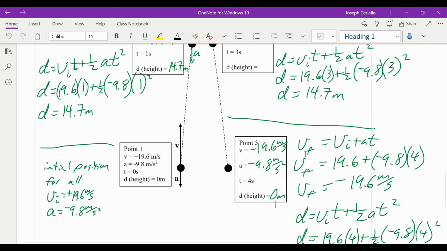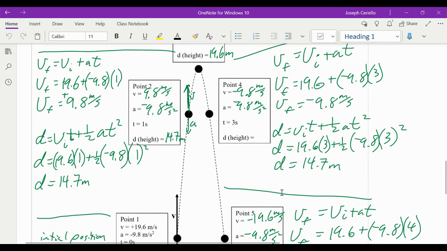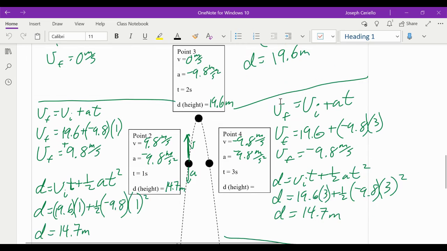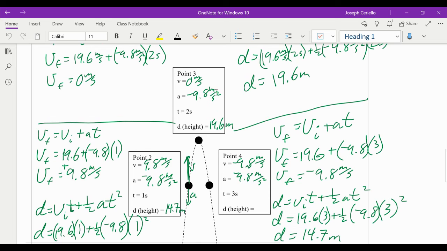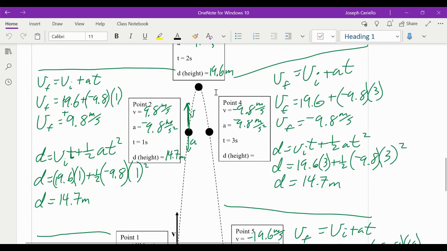Notice the symmetry in this question. Notice points 1 and 5. They have the exact same velocity, but one is positive, one is negative. Same acceleration the whole time, same height. Look here, at the same height, both at 14.7, they have the exact same velocity in opposite directions. And at the top, we expect the velocity to be 0, okay?